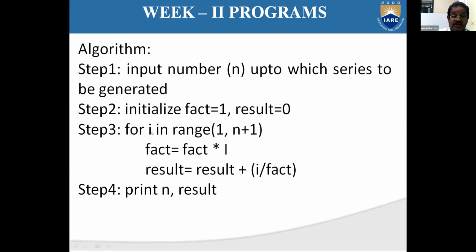Result is going to be updated for each I value. For I equals 1, fact will be updated, and result also will be updated. For I equals 2, fact will be updated, result will also be updated. For I equals 3, so on and so forth, up to whatever the number is. For example, if you have given 5, you will be getting up to 5: 1, 2, 3, 4, 5. After that it is going to come out of that particular loop, and then it's going to print the number and result.